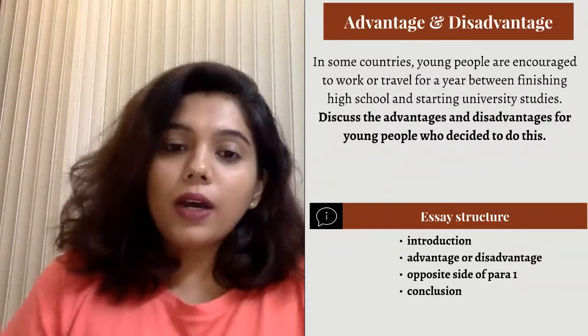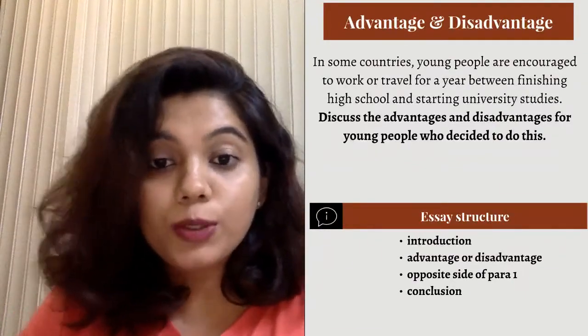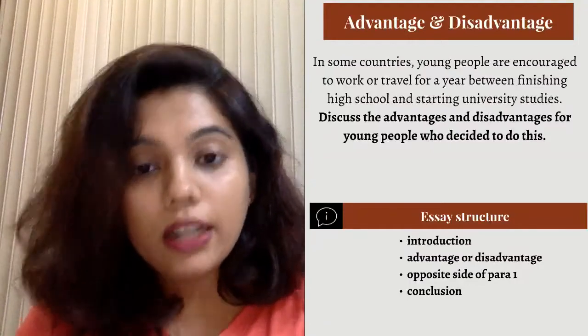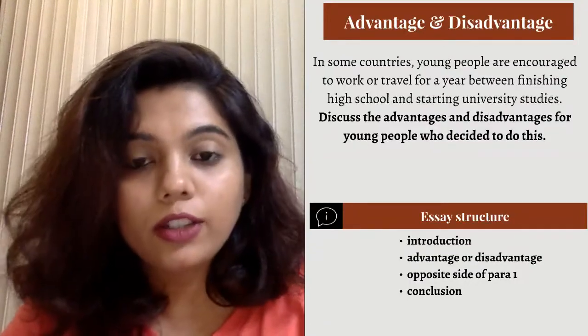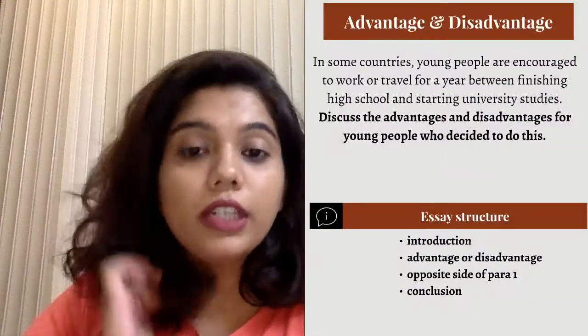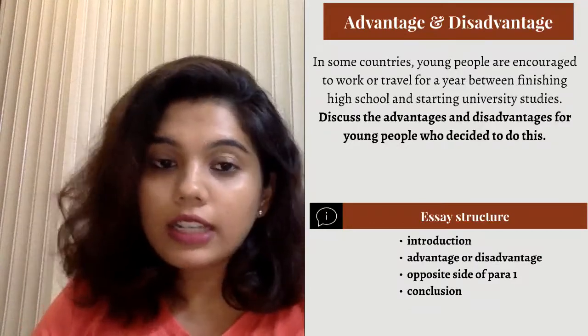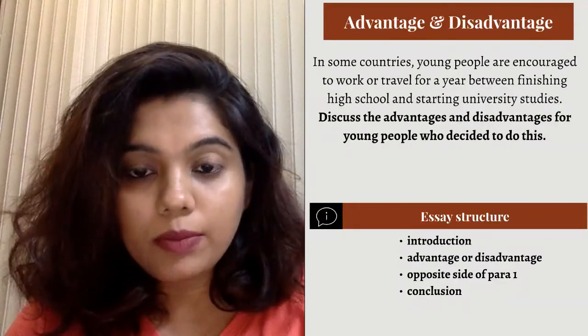The next one is advantage and disadvantage. Now, in this essay type, you have no option but to discuss both the advantage and disadvantage of the question given before you. So, the structure that you will need to follow for this type is you give an introduction, that is again paraphrasing the question statement.